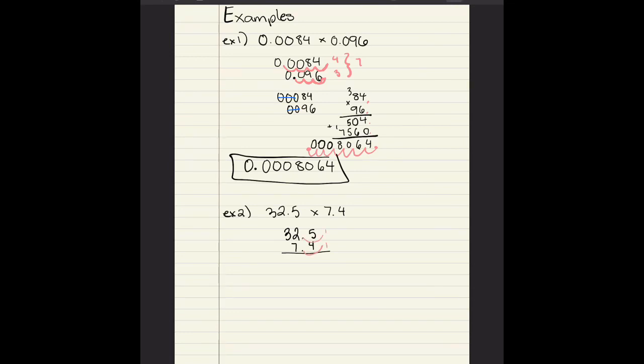One, two. So now you can rewrite this if you'd like as 325 times 74.